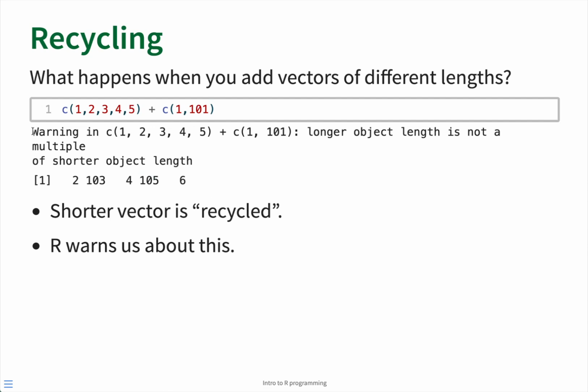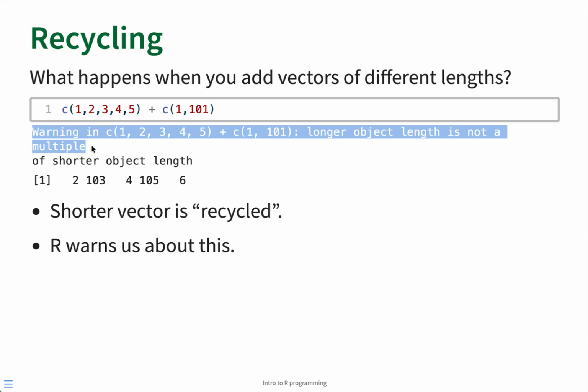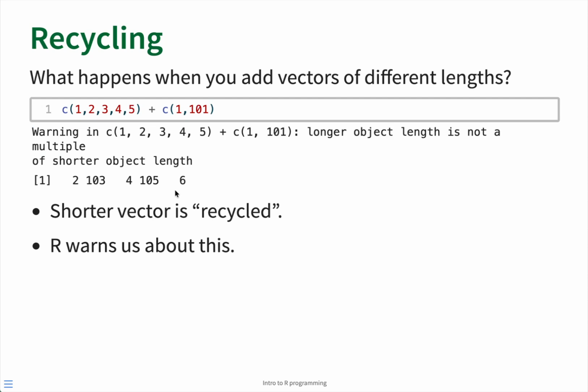We do also get a warning from R about this, because sometimes you might not be expecting this to happen. You might have thought that your vectors were actually the same length when they weren't. And so R just warns us that it is recycling the shorter vector in case that wasn't what you wanted to happen.